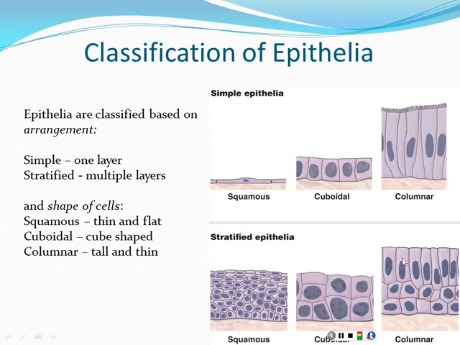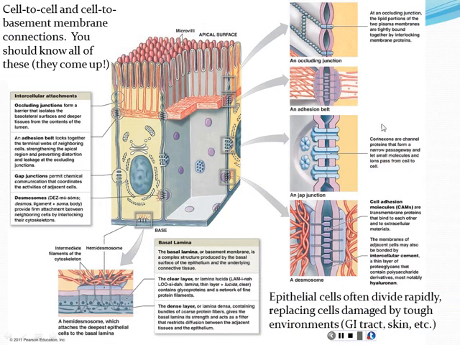And then here we've got columnar cells. They're taller than they are wide, but here again we have more than one layer, so this would be a stratified columnar. And I think you'll get this a little bit easier as we start looking at some examples later. But let's zoom in and look at how epithelial cells attach together.